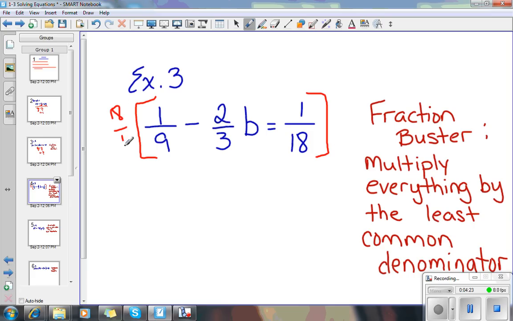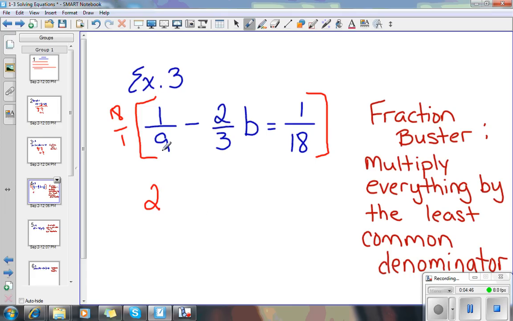And if you want, you can put an 18 over 1. So I'm multiplying 18 by the 1/9, 18 times the 2/3 b, and 18 times the 1 over 18. So when I do that here, 9 goes into 9 once, 9 goes into 18 twice. So I cancel and leave a 2 times the 1 that was already there, and I get 2.